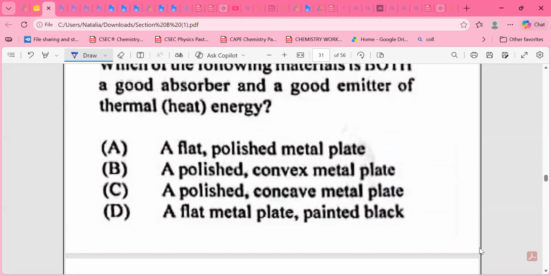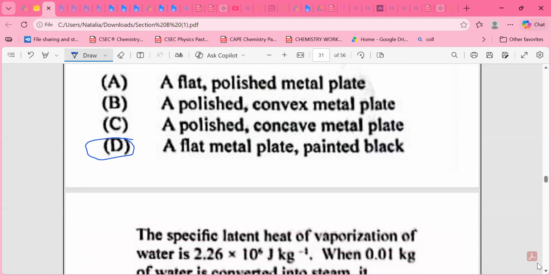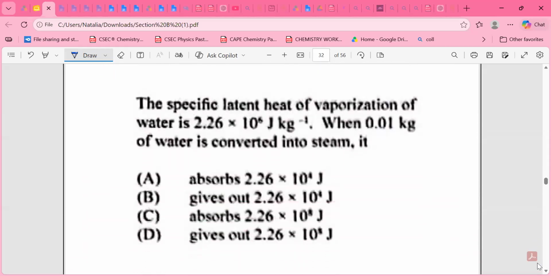The following material is both a good absorber and a good emitter of thermal heat. A flat polished metal? Absorber must be black. So if you're absorbing, it must be a dark color. Polished surfaces are reflectors. We answered this already. What answer?